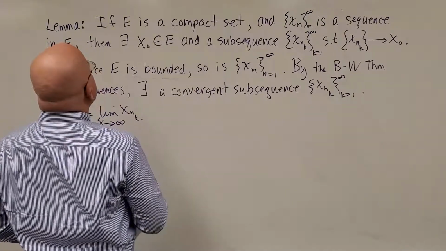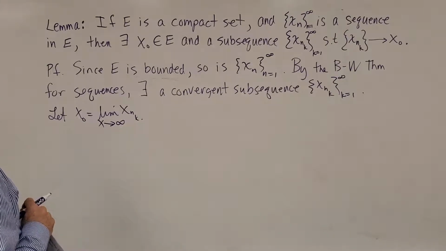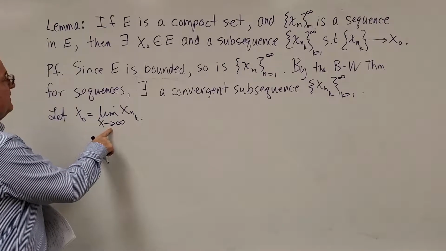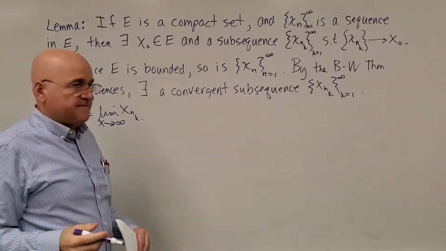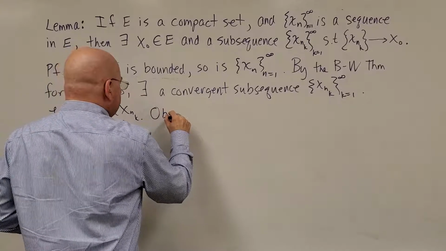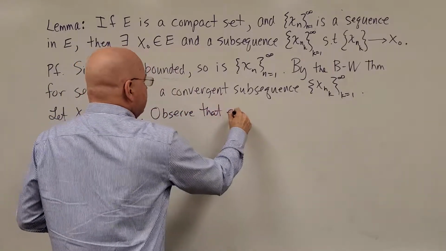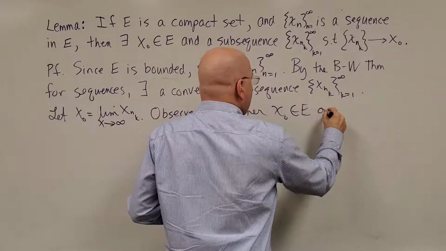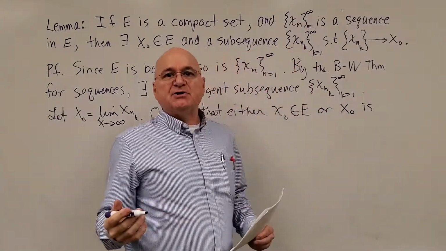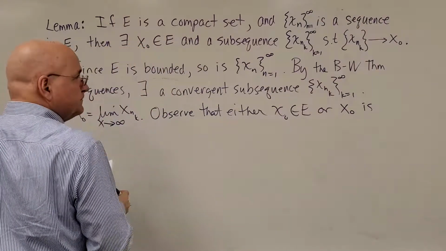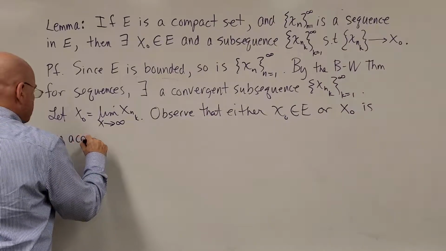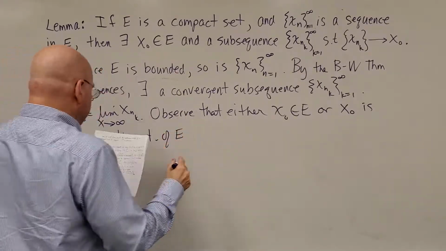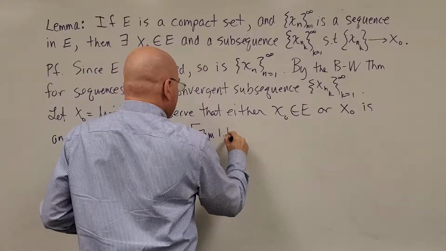Well, let's see. What are we trying to prove? I guess the only remaining thing is we have to show that X naught, the limit of this sequence, resides in the set E. So, observe that either X naught is in E, or X naught is an accumulation point of E. And I'll specify why we know that. It is by Theorem 1.17.